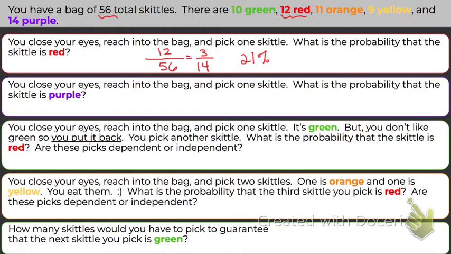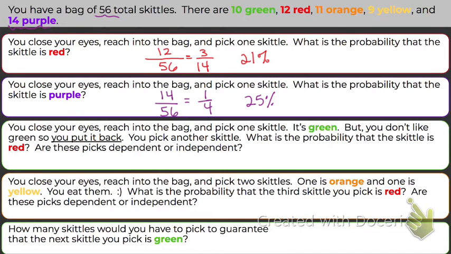Now let's look at the second problem. Let's say in this scenario, you close your eyes, reach into the bag, and you want to find the probability of picking one purple. So in this case, the desirable outcomes are those 14 purple Skittles. And there are still 56 total Skittles. So now I'm going to simplify this fraction, and I can also change it to a decimal and then a percent. There's a 25% chance that one Skittle is going to be purple.